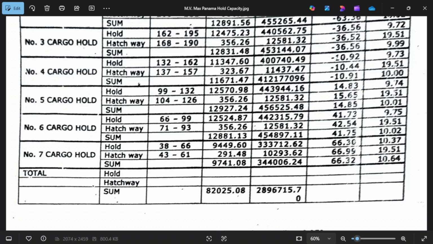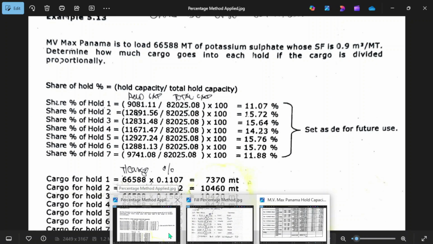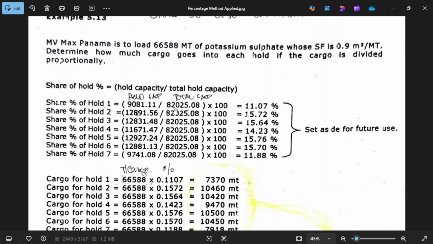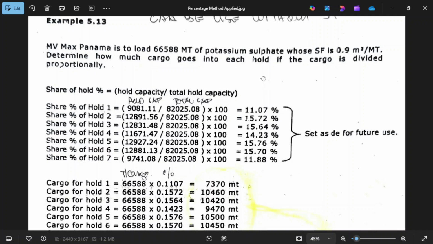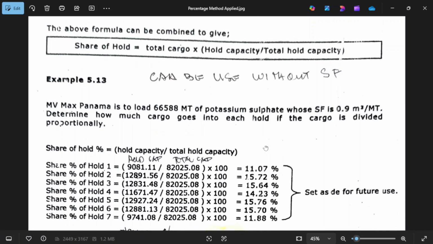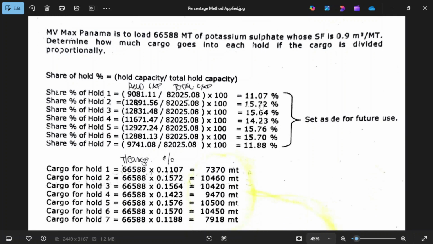The total hold capacity is 82025.08. So let's transpose the formula. You have the hold capacity for each hold, divided by the total hold capacity, times 100, and that should be your percentage.